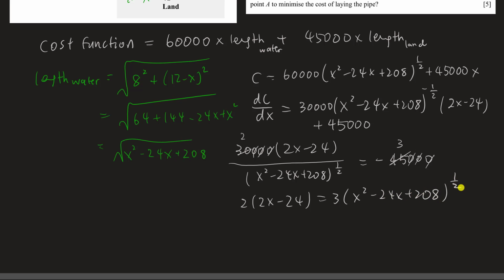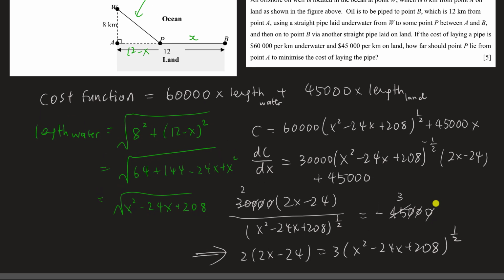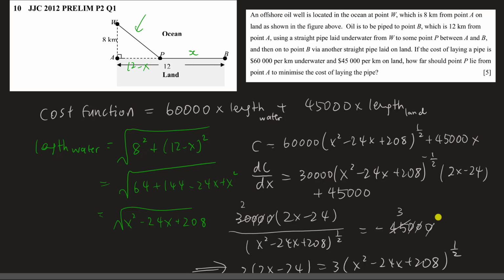Okay, at this point in time, you can either continue solving by hand, which will give you an exact number, meaning you square both sides, and this one becomes a quadratic equation, right? And then you move things around, solve that quadratic equation, get that particular x answer. Or you can come back here and see whether they say they want any exact values. The question says if the cost is blah blah blah, how far should point P lie from point A to minimize the cost, right? So they didn't say you have to give an exact answer, right?